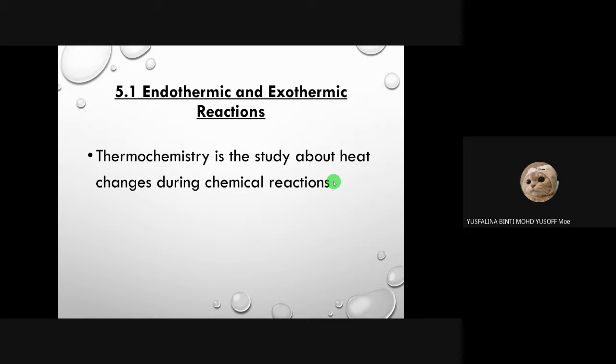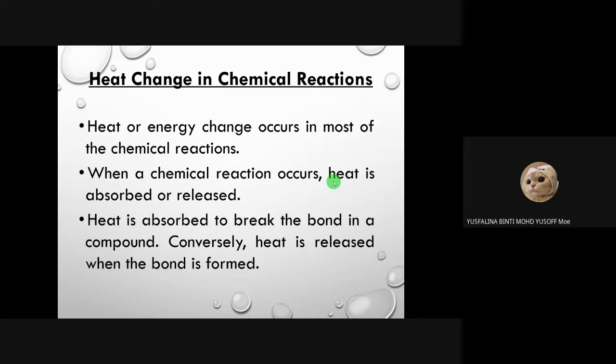For example, when you add sodium hydroxide to water, a chemical reaction occurs. Whether the heat will be absorbed or released, that is thermochemistry. Thermochemistry is the study of heat changes during chemical reactions. Heat or energy change occurs in most chemical reactions. Maybe the heat will be absorbed or maybe the heat will be released.